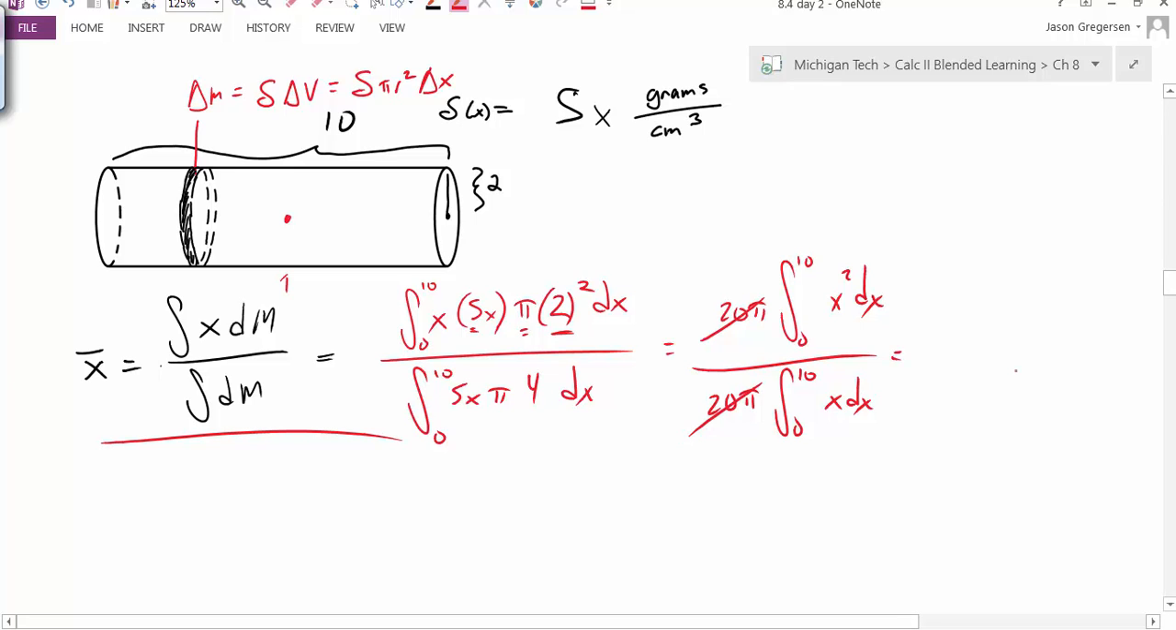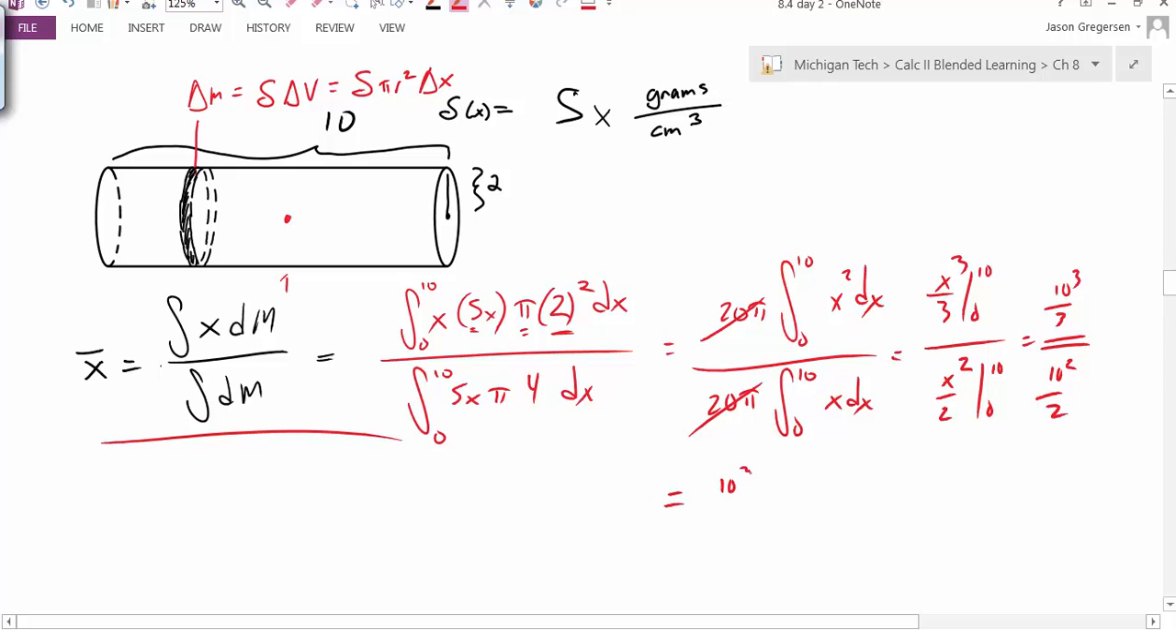And now I just chug through this integration. What's the integral on top? X cubed over 3 from 0 to 10. On the bottom, I get x squared over 2 from 0 to 10. This leaves me with 10 cubed over 3 divided by 10 squared over 2.